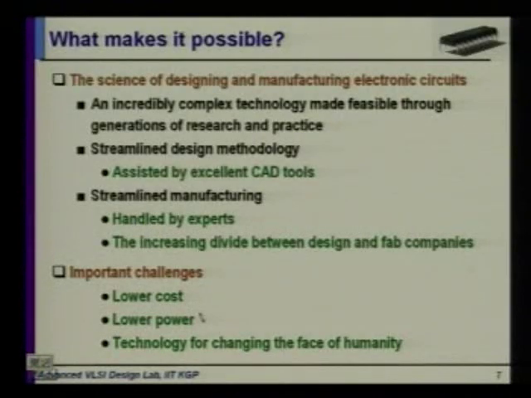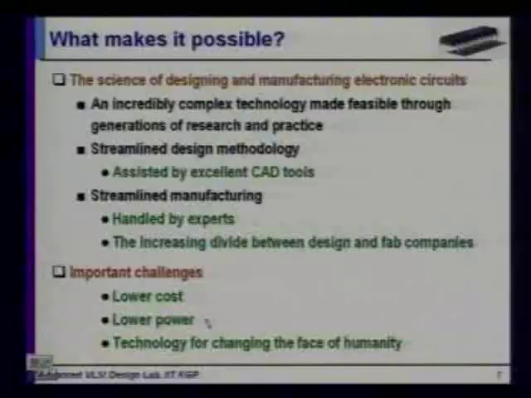The second, and it's not bad from a business point of view, because the numbers will be so large that if you can lower the cost, your profit margin is going to increase. It's not that you are going to do only voluntary or social service there. The second thing is lower power. Why do we want to lower power? I have a complete slide on that, so when we come to it, we are going to talk about that.